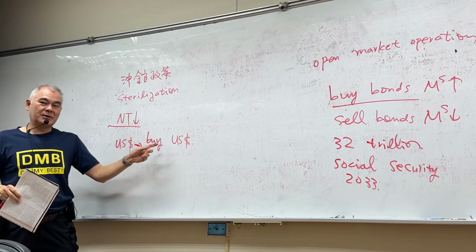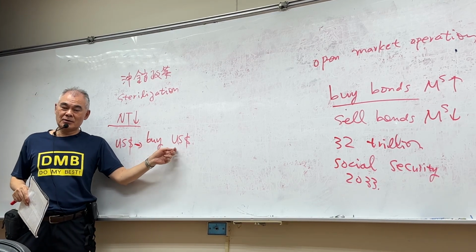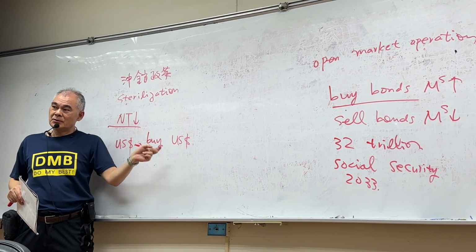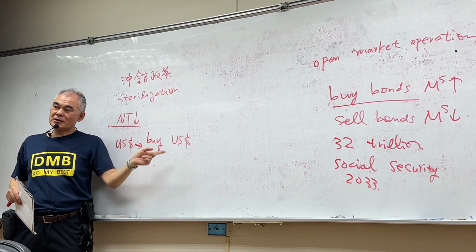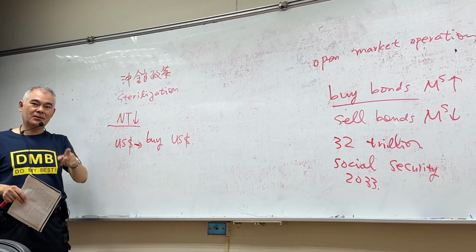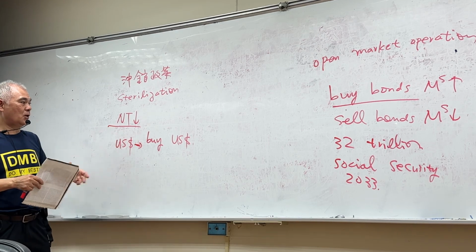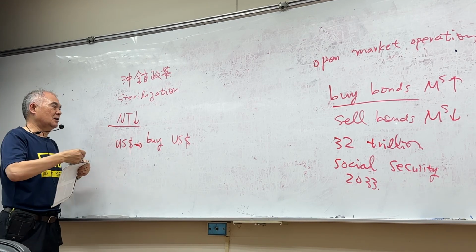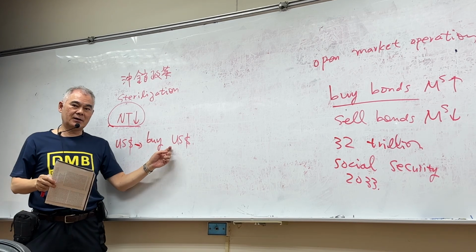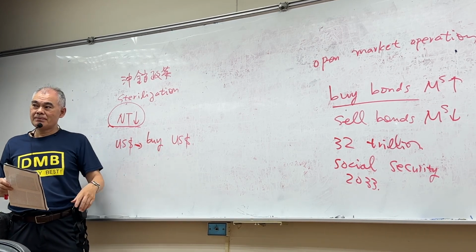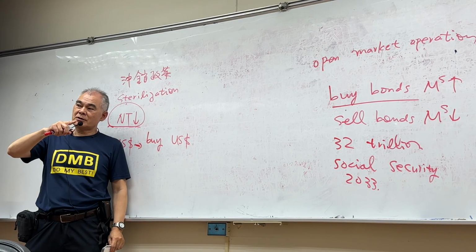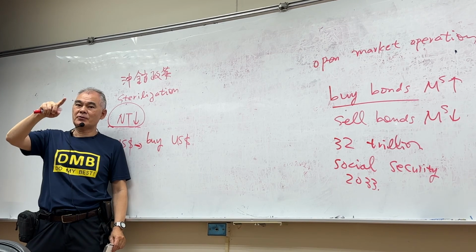Because you buy US dollar, US dollar demand goes up, right? So US dollar price goes up, and then NT goes down. So if you want to make NT go down, you have to buy US dollar. Because if you buy US dollar, demand for US dollar will go up, and then the price of US dollar will go up.